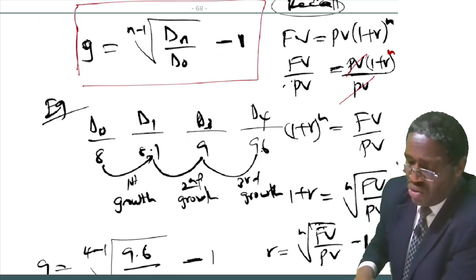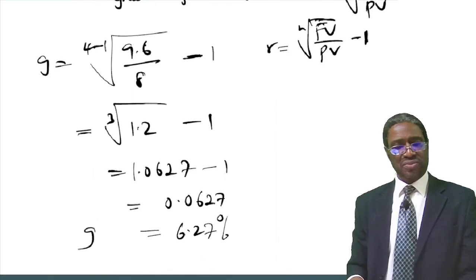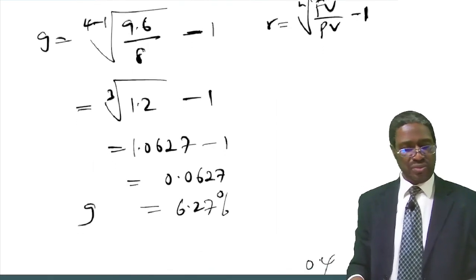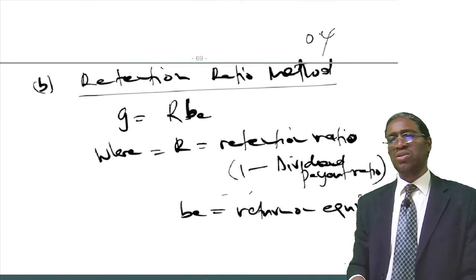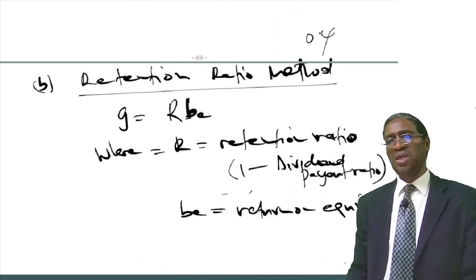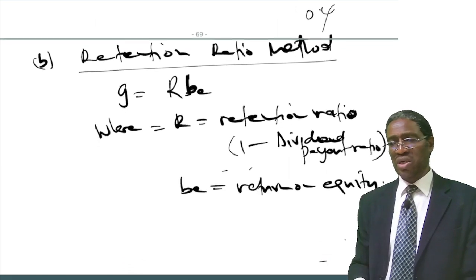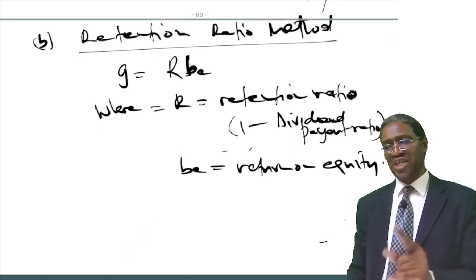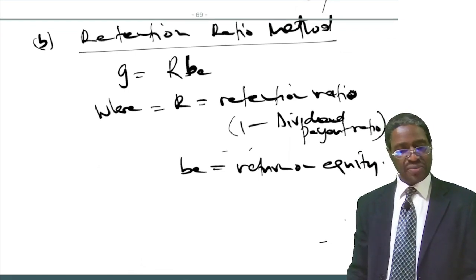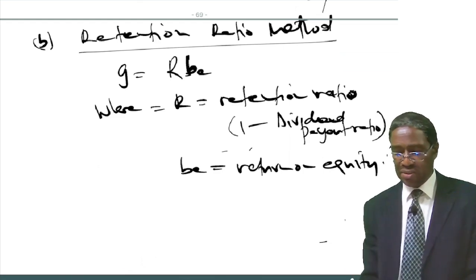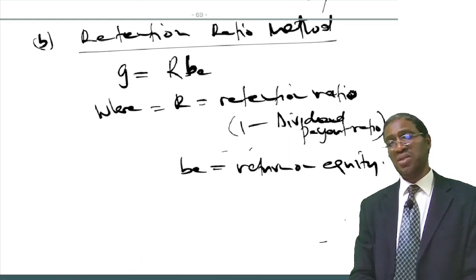Then you can say number 2, method 2 now. Method 2, write retention ratio method. Retention ratio method. And you say G, which is the growth rate, equals to RBE.